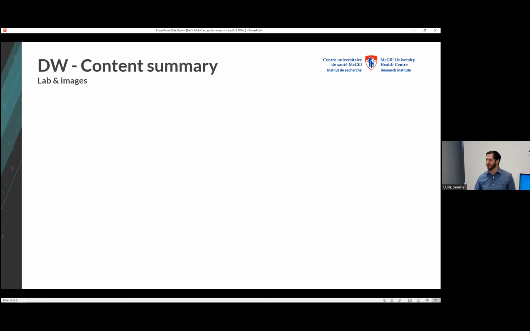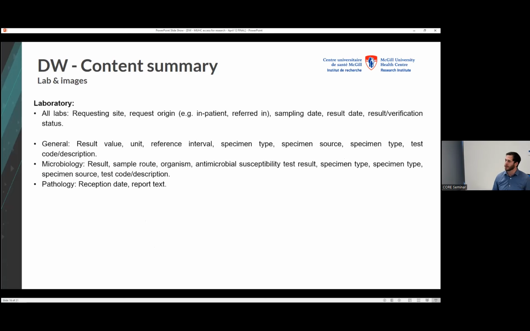So we have lab and images information. For labs, we have all labs: requesting site, requesting origin, for example if it's an inpatient or referred in, sampling date, result verification status. That's for all the information in lab. And then we have three main sources. We have general lab, microbiology, and pathology.